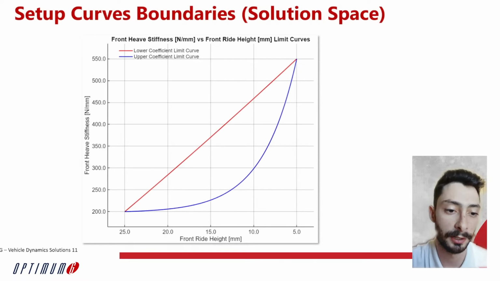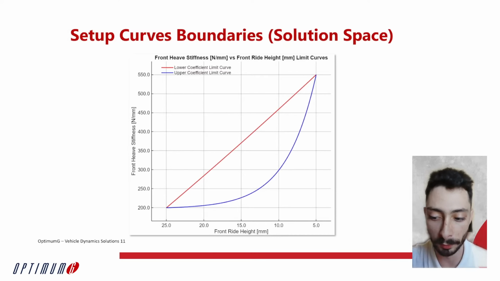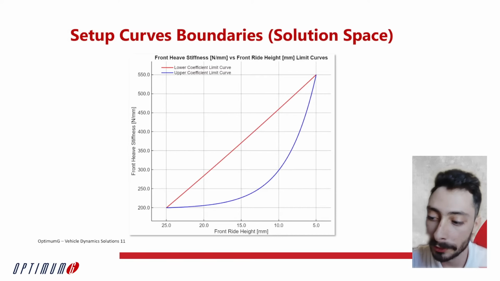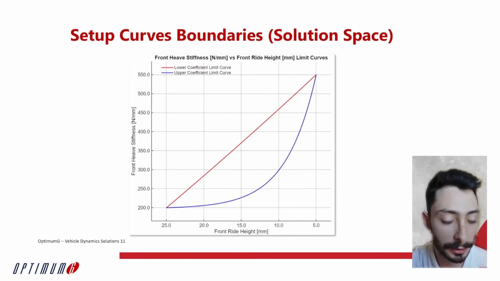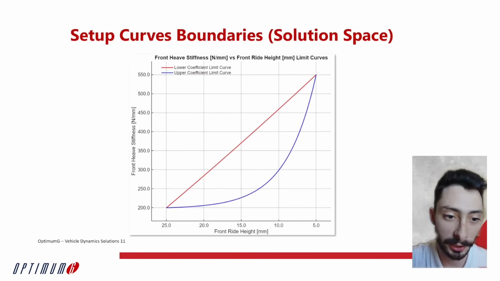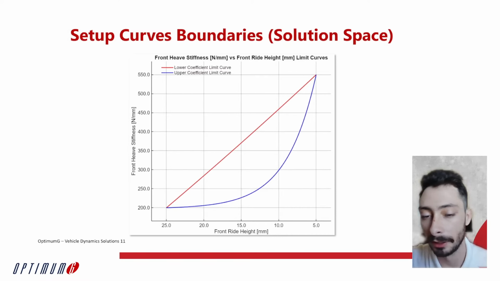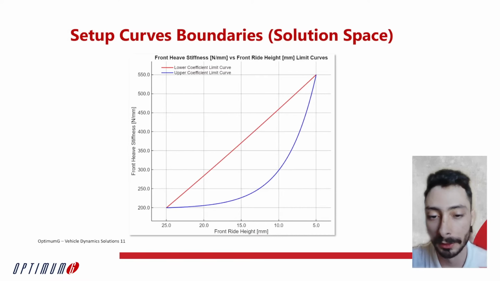So for example, here we have the heave stiffness of the car, which will vary with the ride height. Again, we're not interested at this point how we're going to do it, if we're going to use nonlinear springs, if we're going to use variable motion ratio, and so on. We just care about what should be the resulting stiffness at each of the different ride heights. And these two curves that we have here, the red and the blue curve, these are the limit regions that the optimization algorithm is allowed to search within.